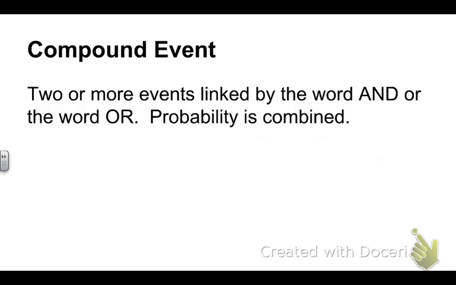So the formal definition: 2 or more events linked by the word and or the word or. The probability is combined. What are my chances of this happening and this happening? Or what's the probability that this will happen or this will happen? We're going to do lots of examples tomorrow in class.